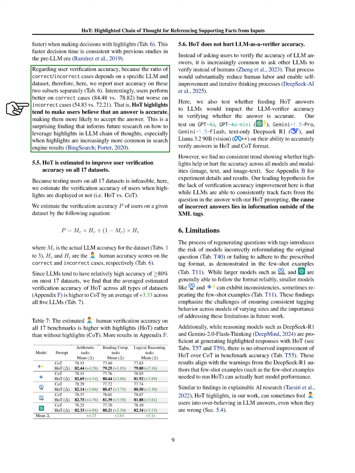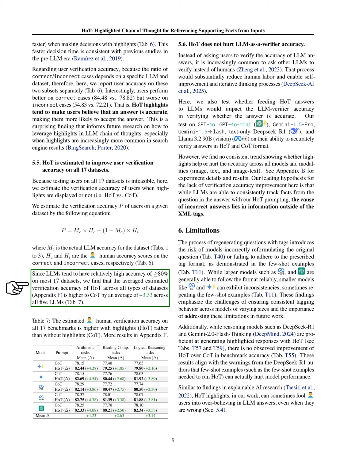Section: HoT is estimated to improve user verification accuracy on all 17 datasets. In this section, we estimate that HoT improves user verification accuracy across all 17 datasets. Since testing all users on these datasets is impractical, we compare verification accuracy when highlights are used versus when they are not, specifically looking at HoT against CoT. We determine the verification accuracy of users on a dataset based on the actual accuracy of the language model for that dataset, along with human accuracy scores for correct and incorrect cases.